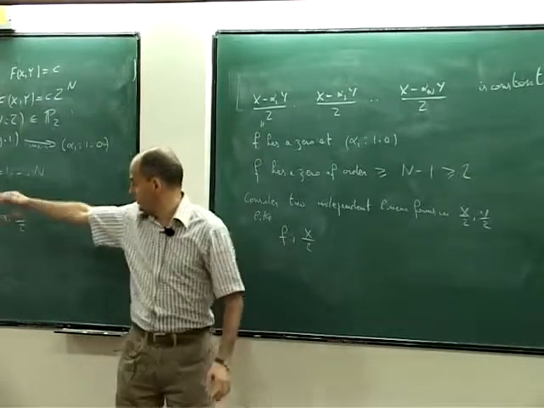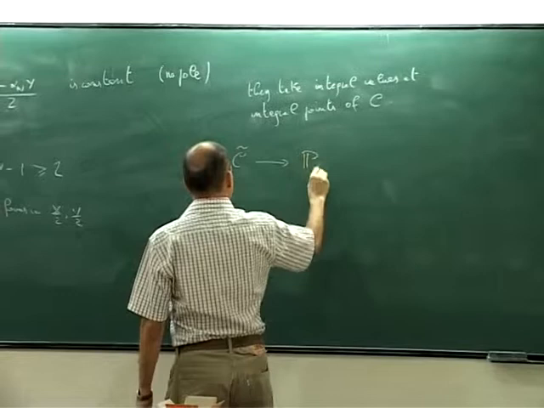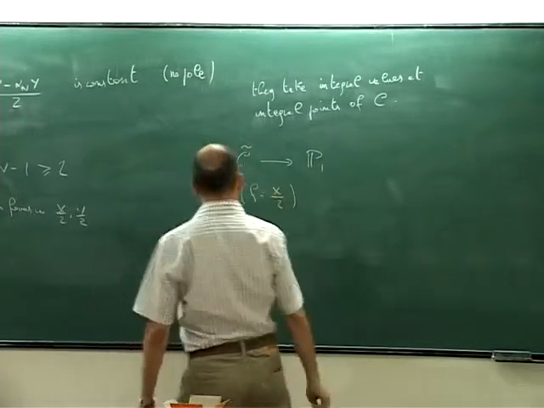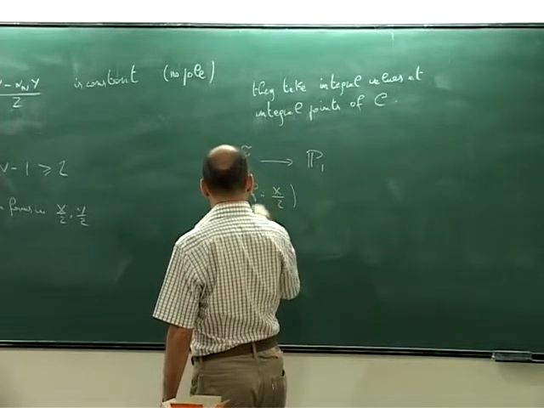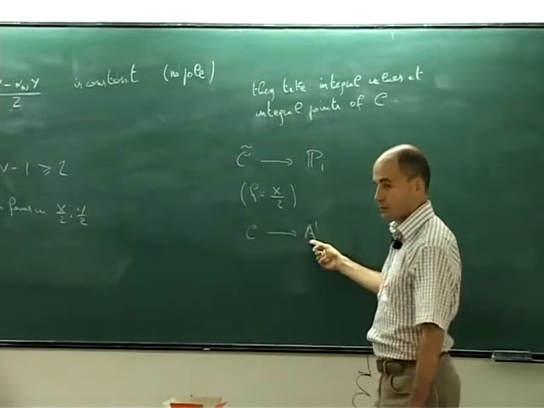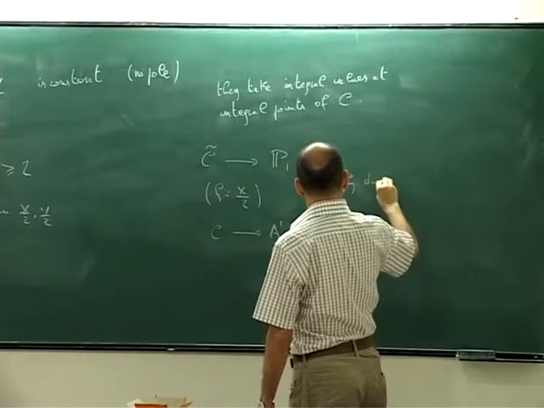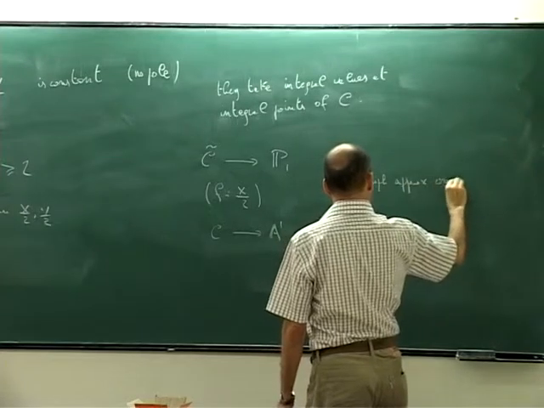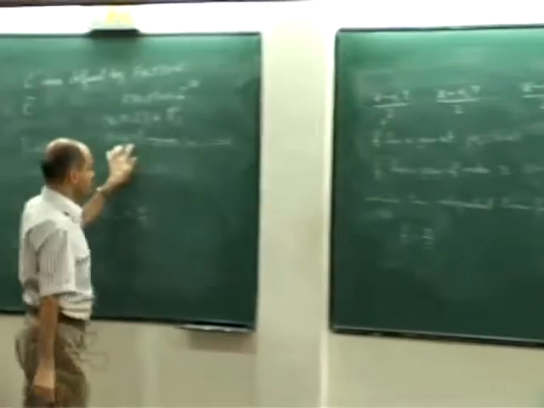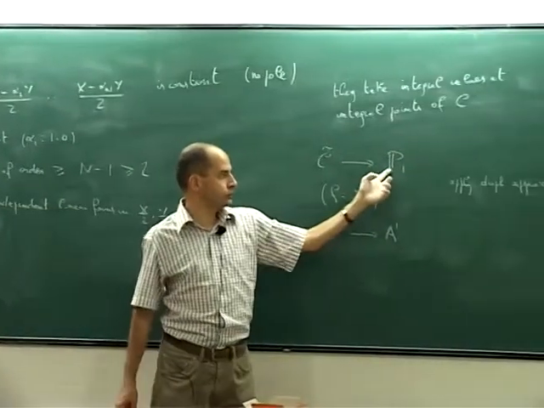Actually, this is just a translation of this calculation. So the strategy is defining a morphism to P1, which is given by f and the second function, for instance x over z, observing that it sends the open curve C to A1 and sends integral points of C to integral points of A1, and then applying Diophantine approximation on the line P1. So the starting point was a sequence of good approximations to a certain point on the curve, not on the line, but via this morphism, we reduce the problem to Diophantine approximation on the line.